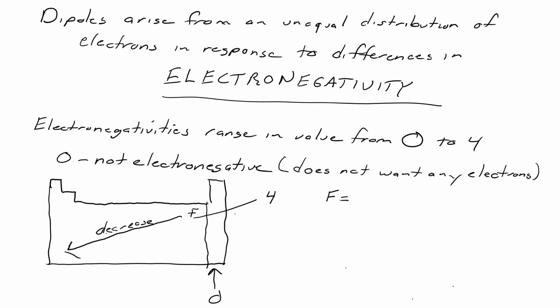All right, so let me just give you a few electronegativity values here. Fluorine is right around 4. Oxygen is around 3.4. Hydrogen is about 2.2. Carbon is about 2.5. Nitrogen is about 3.0. These are approximate values.